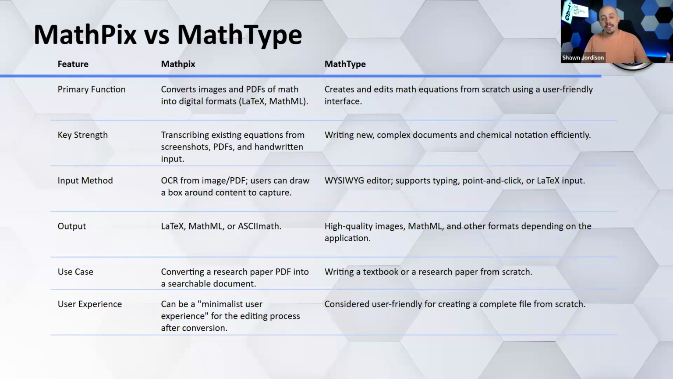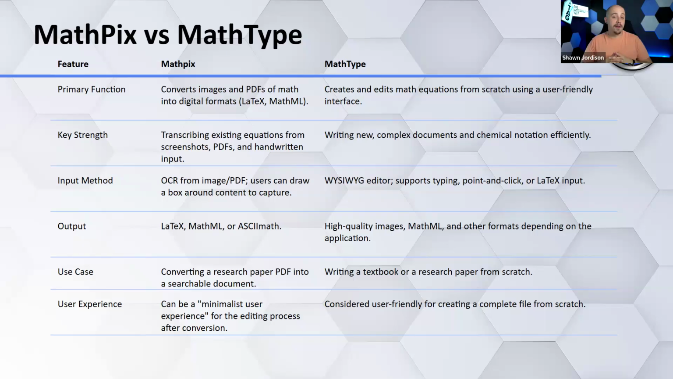Here is a short comparison list between MathPix and MathType, and I have to thank Monica for providing this to me. It's awesome. So the primary function for MathPix is to convert images and PDFs of math into digital formats. The primary function of MathType is to create and edit math equations from scratch using a user-friendly interface. The key strength of MathPix is transcribing existing equations from screenshots, PDFs, and handwritten input. And the key strength for MathType is writing new complex documents and chemical notation efficiently.